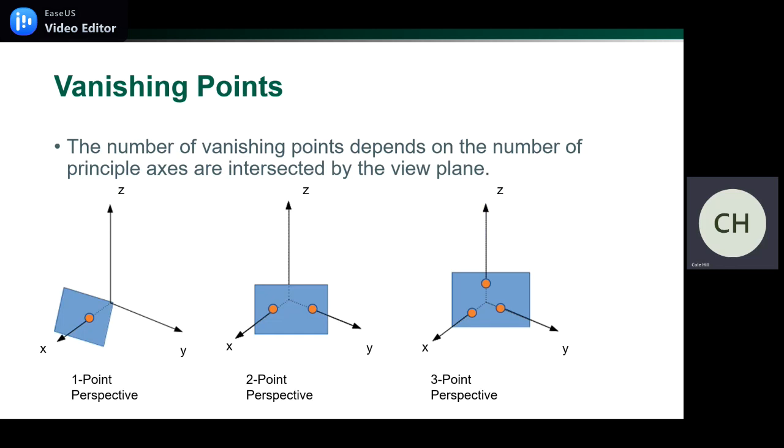So here, the number of vanishing points depends on the number of principal axes that are intersected by the viewing plane. So if you had a viewing plane that was parallel to the zy axis and intersected the x-axis, then you would have a single vanishing point, and this would be 1 point perspective. If you had a plane that intersected the x and y principal axes, but never intersected with the z-axis, then you would have 2 point perspective. And if you had a viewing plane that intersected all three of the principal axes, then you'd have 3 point perspective.